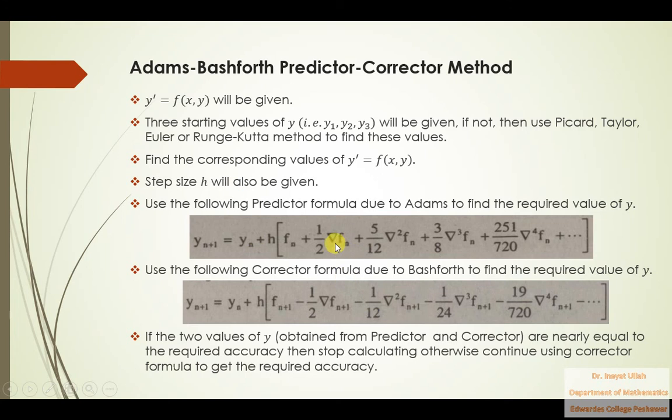We see that a difference table will be needed because the backward difference operator is used here. So we will be using a difference table for these two methods, the predictor and corrector methods.